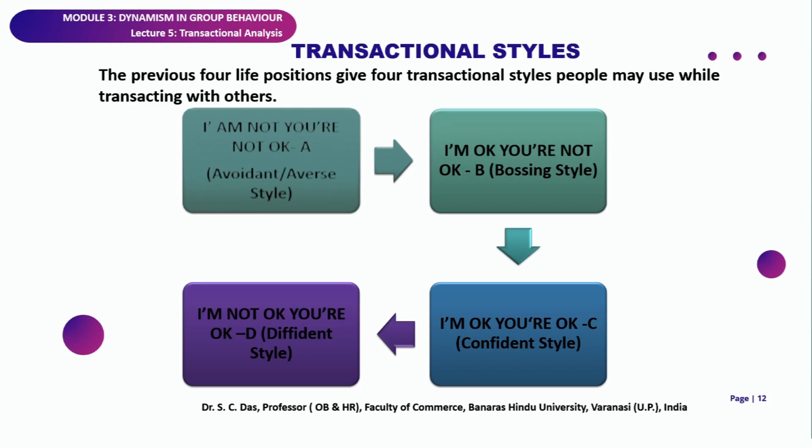Transaction styles: the previous four life positions give you the transaction styles people may use while transacting with others. Now see, I am not okay, you are not okay. What kind of style is there? This is a fantastic life position. It is the adverse style, avoidance style. You don't feel this type of mindset, this kind of assumption, in that group of people: those who are highly frustrated, people having a high level of anxiety.